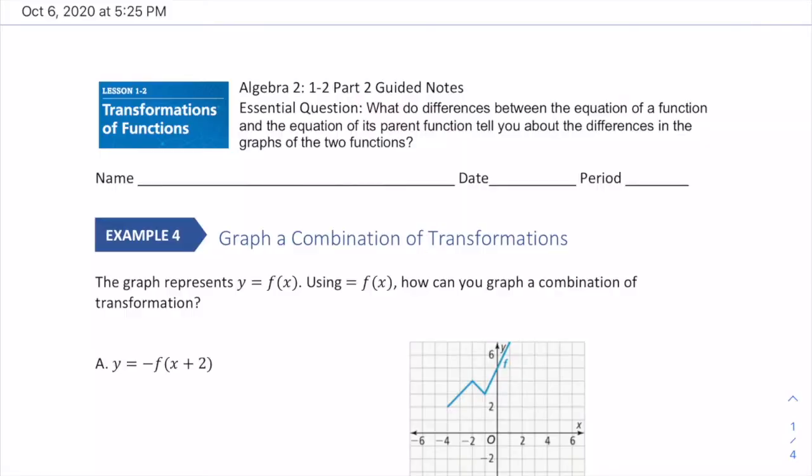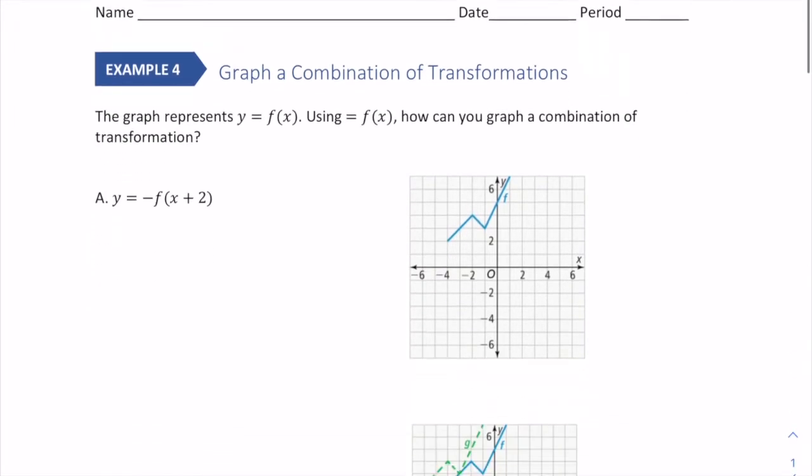Welcome back. Today we'll look at combinations of transformations. For each of these graphs, I'm actually going to write down the table as well, just so we can practice seeing what happens to the transformation. So the first one right here, we have negative f of x plus 2.